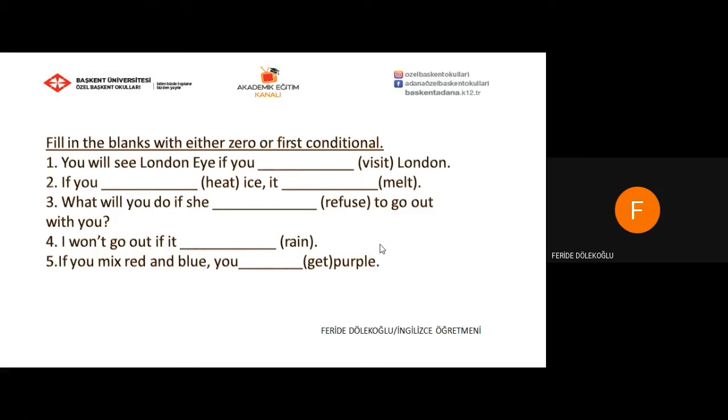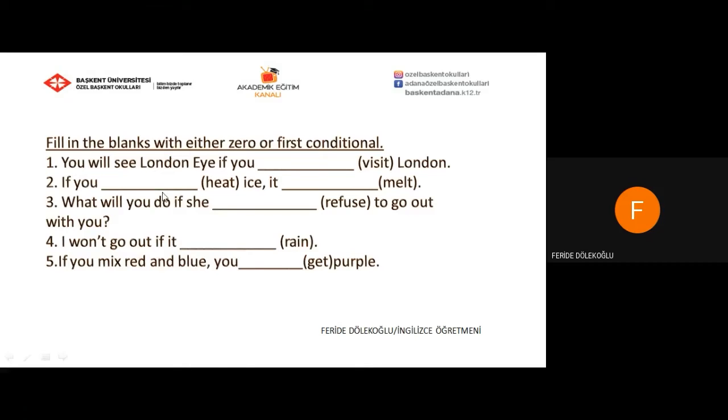I want to continue with another exercise. Now, it says fill in the blanks with either zero or first conditional. Now, I want you to remember the previous lesson. You learned zero conditional. The rule is in zero conditional sentences, you use present simple in the main clause and in the if clause, okay?